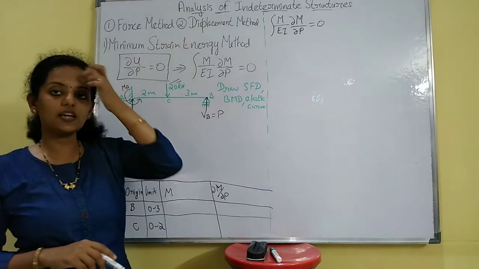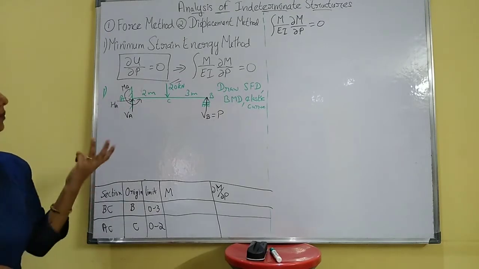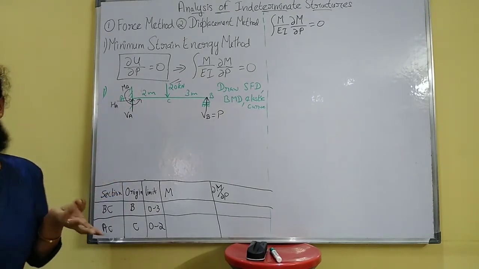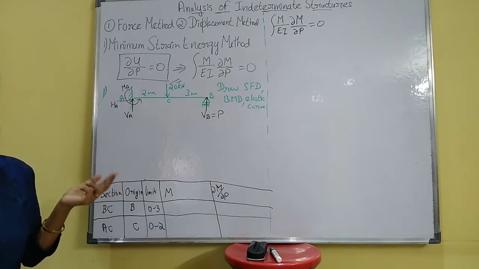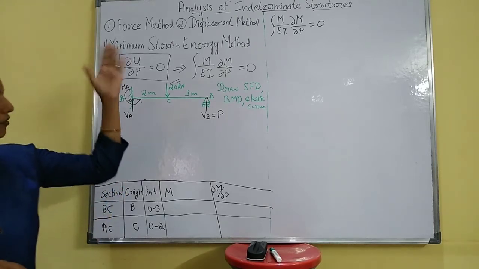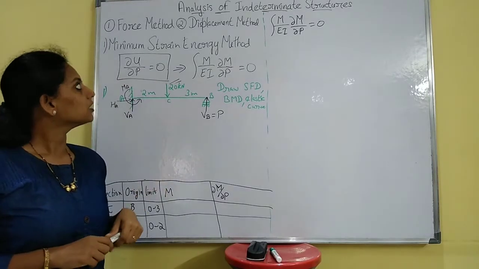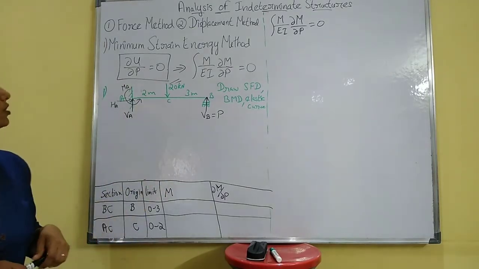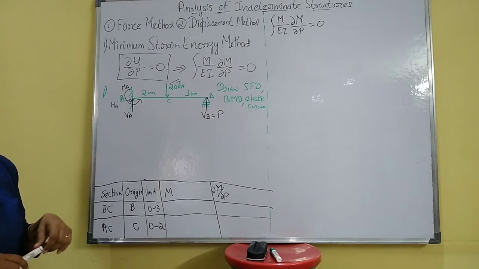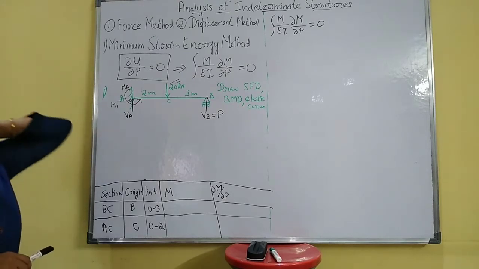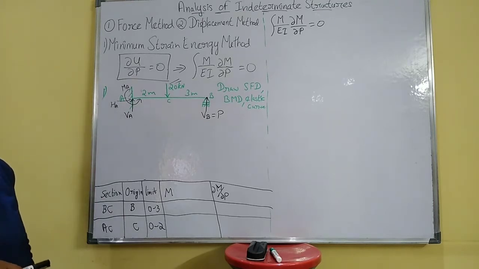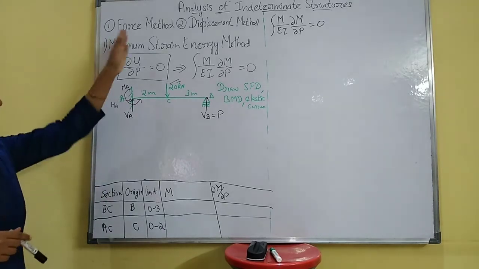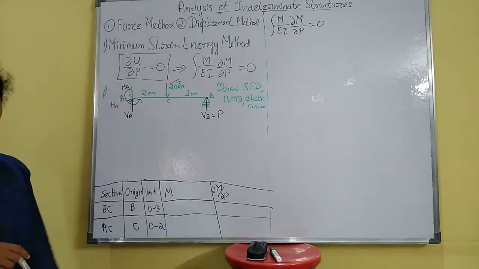Then based on displacement we have three methods: the slope deflection method, the stiffness matrix method, and the column analogy method. Of these, the force methods we are going to study in this volume. The remaining methods we will study in the next, structural analysis volume 2. Okay. So first, under the force method, we will see the minimum strain energy method.